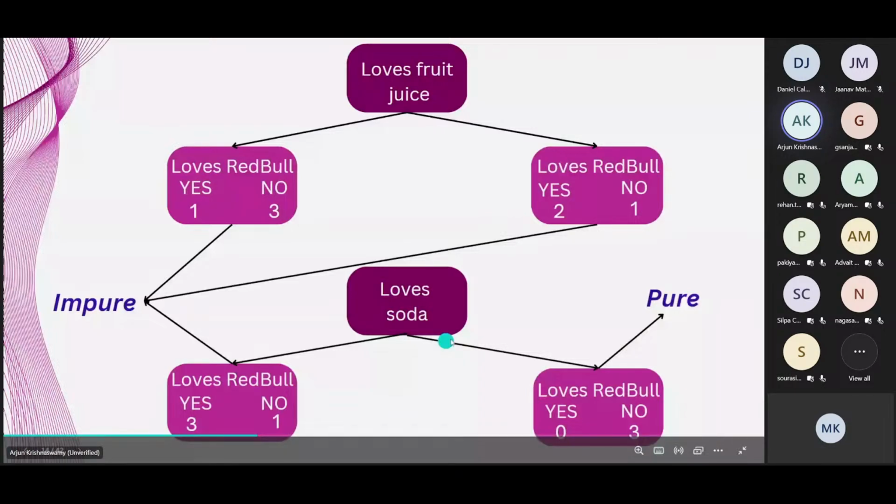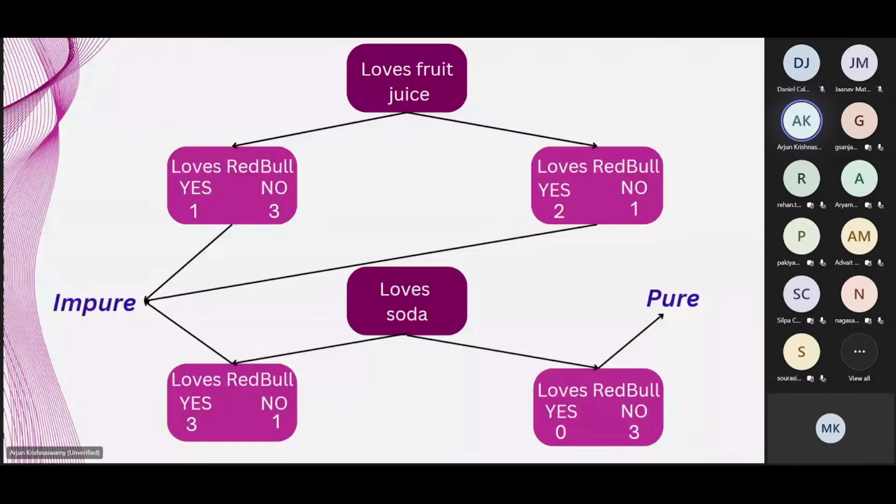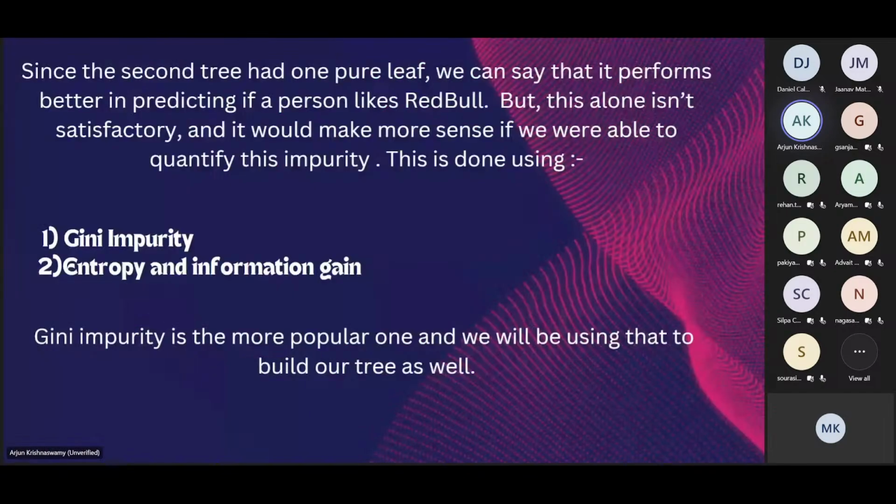It will be better if we get a numerical value of this purity and impurity, and that can be done in two ways. One is using something called Gini impurity, and the other is using something called information gain and entropy. So since the second tree performs better, mathematically it should have less Gini impurity.